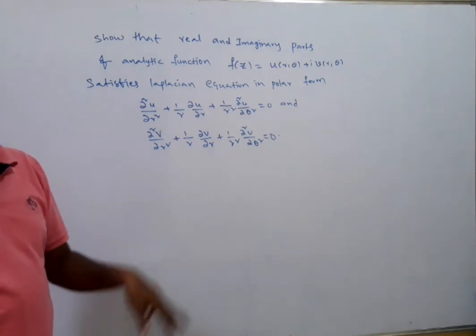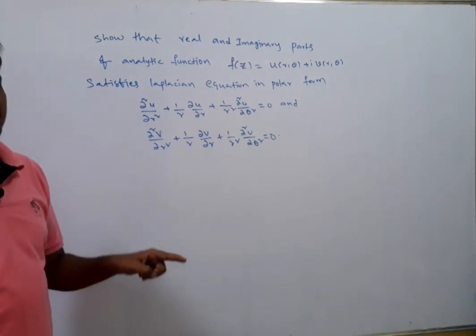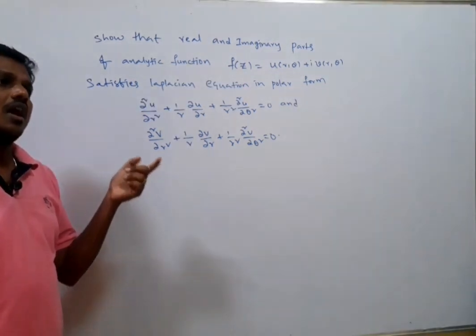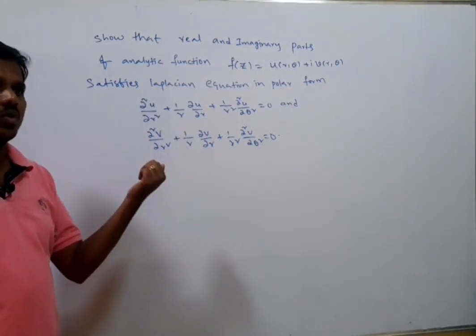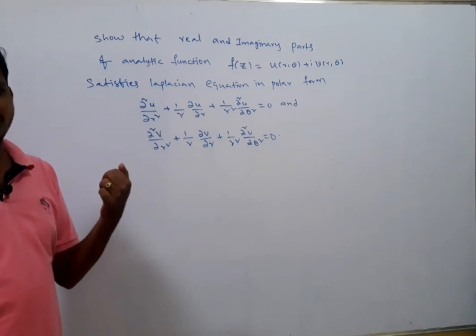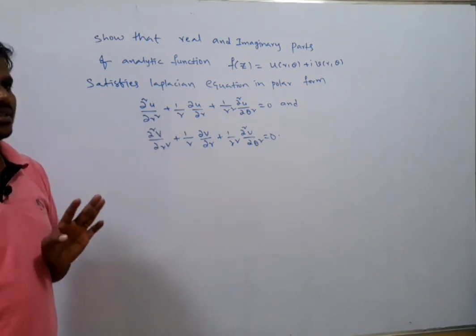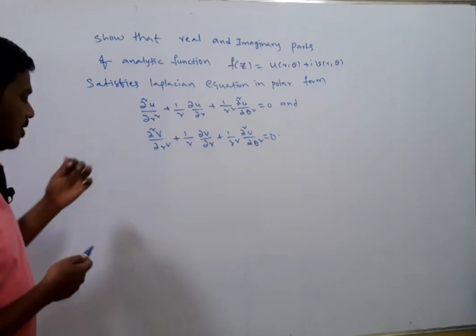Similarly, the Laplace equations in Cartesian form are dou square u by dou x square plus dou square u by dou y square equals 0, and dou square v by dou x square plus dou square v by dou y square is equal to 0. Yes, these two are the Laplace equations in polar form. Now coming to the solution.